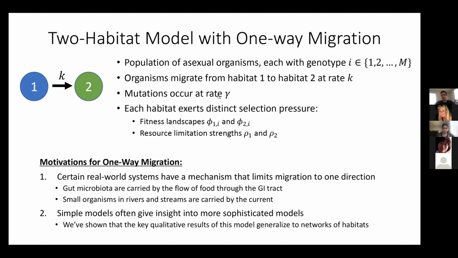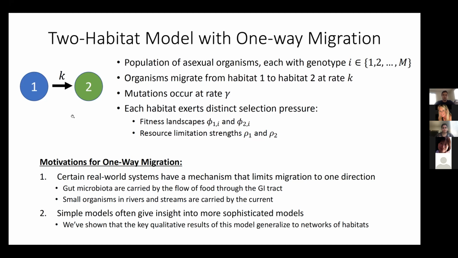Then mutations occur at a rate gamma, and these two habitats are distinct in that they each exert different selection pressure specified by a fitness landscape for each. And then there's also a parameter rho, which specifies the degree of resource limitation in each habitat. So the bigger rho is, the more severe the resource limitation.